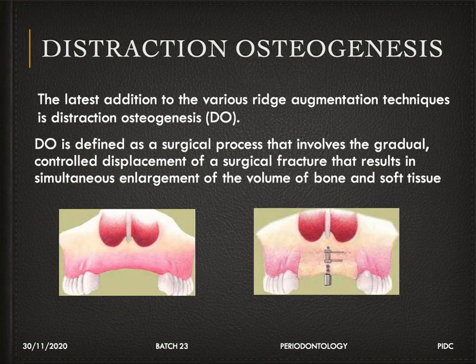The next part is distraction osteogenesis. You must have heard this in orthodontics, this distraction osteogenesis. You can use distraction osteogenesis in perio also for ridge augmentation. You can distract the bone coronally. So in distraction osteogenesis in ortho, you should have seen the bone has been moved mesiodistally. Here we can move the bone apicocoronally. So vertical ridge augmentation can be achieved with the help of this distraction osteogenesis.